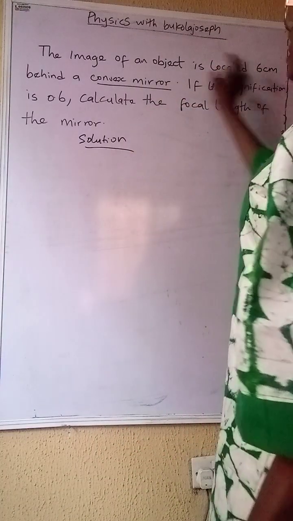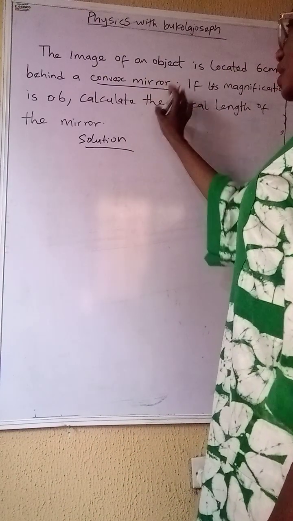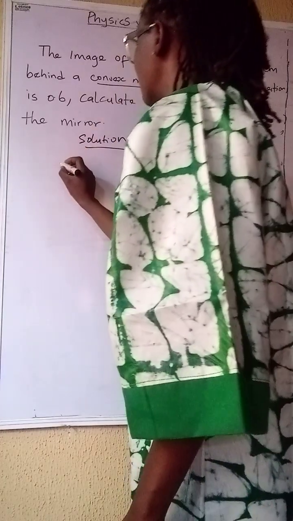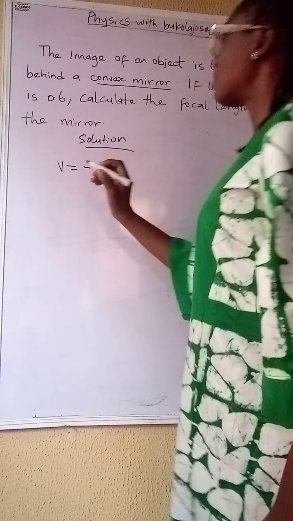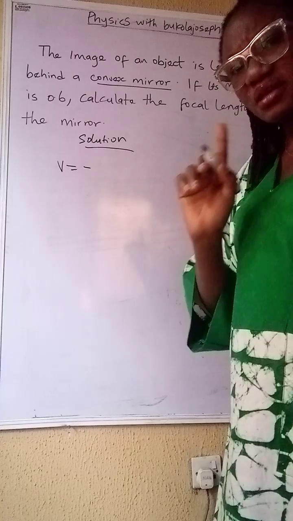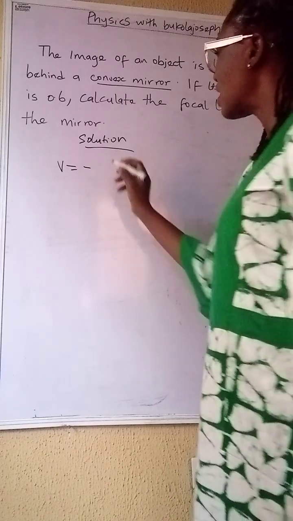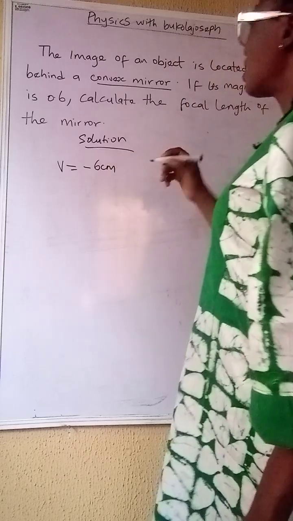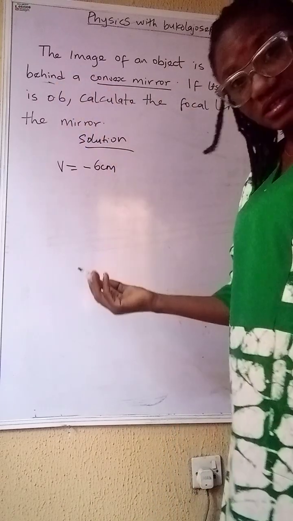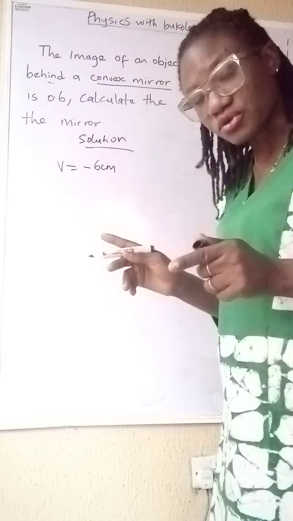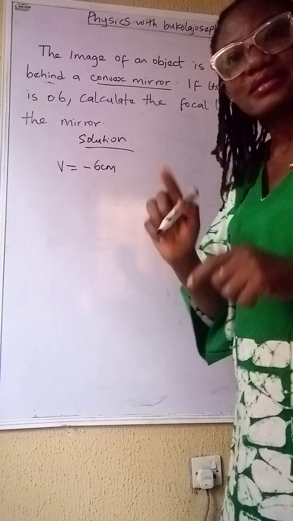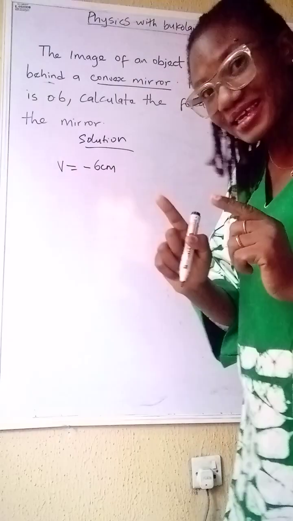Let's do this. The image of an object is located 6 centimeters behind the convex mirror. So it means the image distance, V, is equal to what? Minus. Remember I told you that the image distance for convex is negative. So we have V equals minus 6 centimeters. Sometimes this 'behind' also stands for negative, but in some questions they won't put 'behind'. Once you see the convex mirror, you know that the image distance is negative.